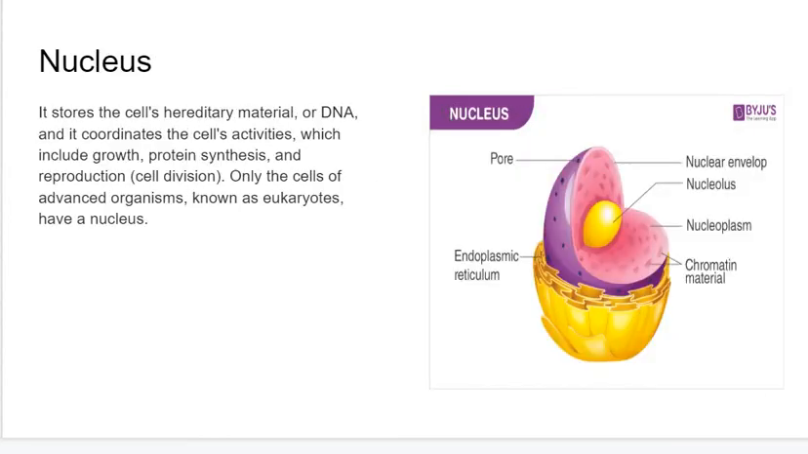Now I'll tell you about the nucleus. It stores the cell's DNA and it coordinates the cell's activities, which include growth, protein synthesis, and reproduction, which is also known as cell division. Only the cells of advanced organisms have a nucleus.